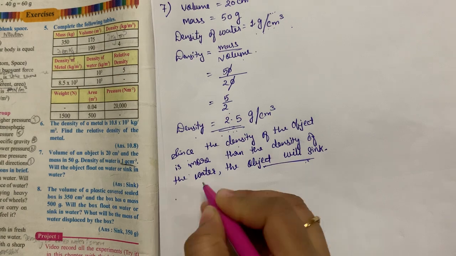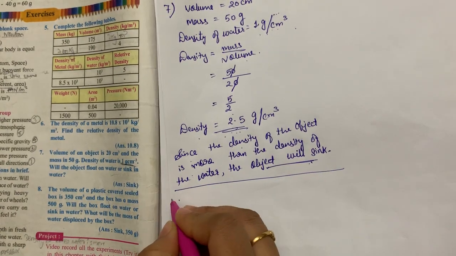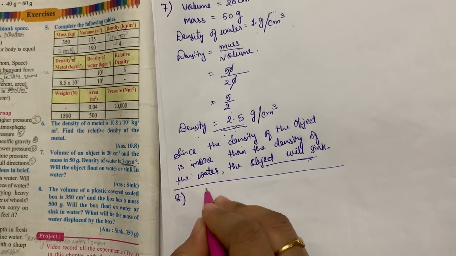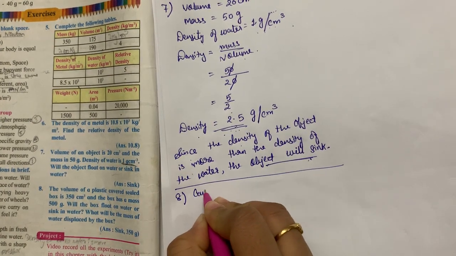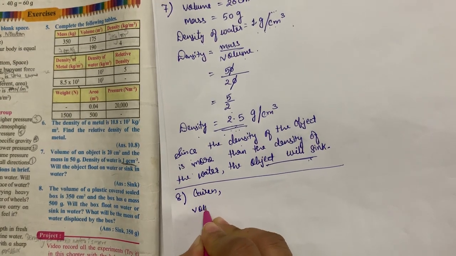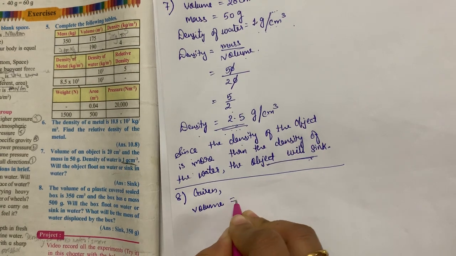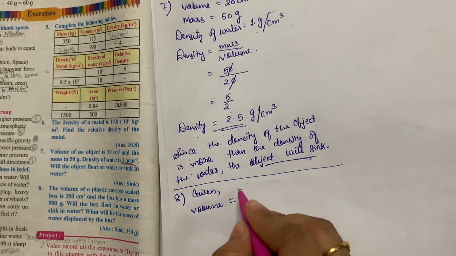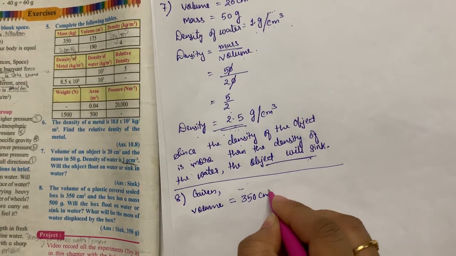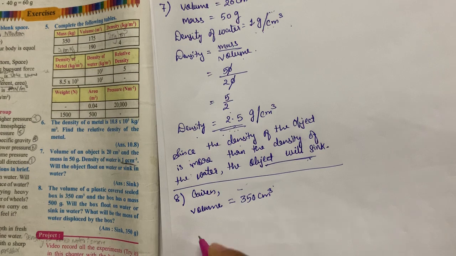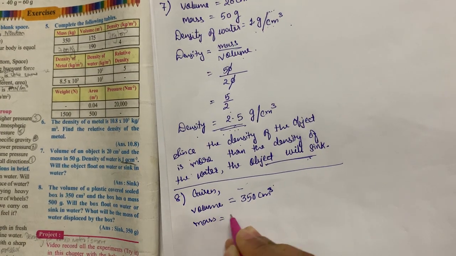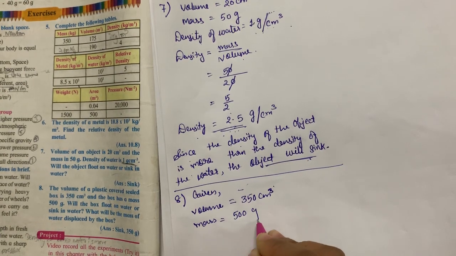Write down the given part. What is the given part in question number 8? Given part, you can write this way. Volume is given, volume is equal to 350 centimeter cube. Mass is given, that is 500 gram.